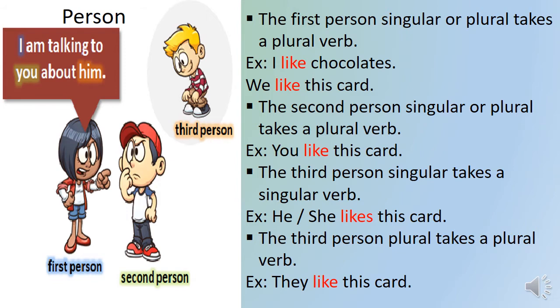They. So that is actually pointing out to someone. So the third person subject they is followed by the plural verb. So "He, she likes this card." "They like this card." Hope it is clear.